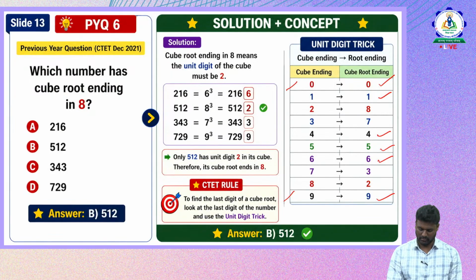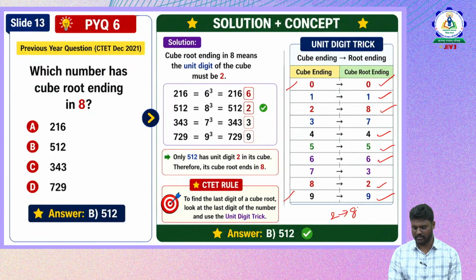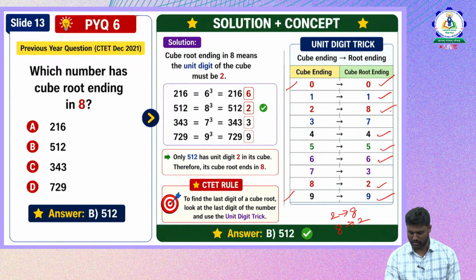Okay, if you see the cube of 2, the cube root ends with 8, and similarly if you see the cube of 8, it ends with 2 in the reverse case. So that means a number whose cube root ends with 8 always ends with 2, and the cube of 8 always ends with 2. So this is one thing which we can remember.